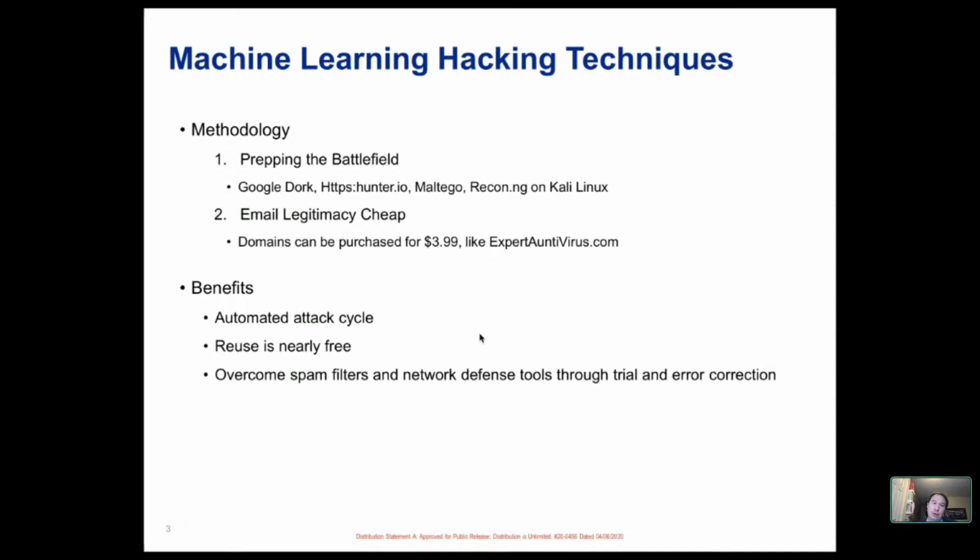The benefits of using machine learning are that you get an automated attack cycle. It can go over and over again, and it can adapt based on how you've pre-programmed your machine to learn over time. The reuse is nearly free because your computer just goes into its next routine. It doesn't have to get paid or have a rest like we do. It just keeps going. It can overcome spam filters and network defense tools. It does this through trial and error, not by being smart, but by trying over and over again. Computers are relentless. That is how machine learning really works: the relentlessness of the machine to try over and over again, fail fast, and then adapt based on the failure.